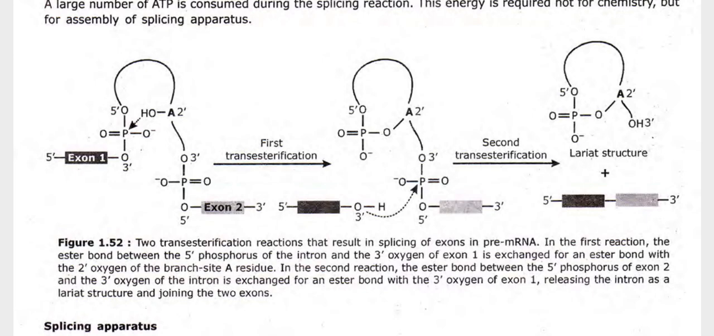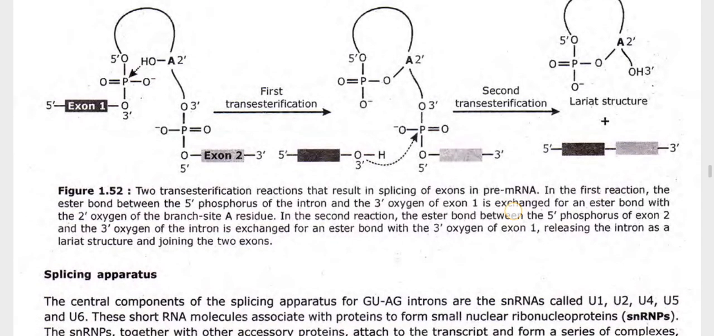In the first reaction, the ester bond between the 5' phosphorus of the intron and the 3' oxygen of exon 1 is exchanged for an ester bond with the 2' oxygen of the branch site A residue. In the second reaction, the ester bond between the 5' phosphorus of exon 2 and the 3' oxygen of the intron is exchanged for an ester bond with the 3' oxygen of exon 1, releasing the intron as a lariat structure and joining the two exons.